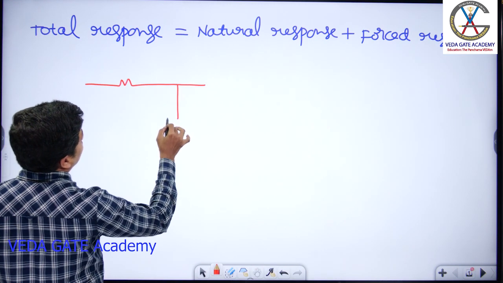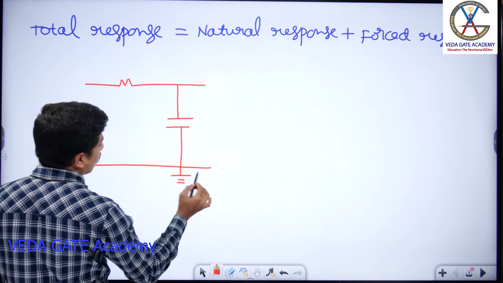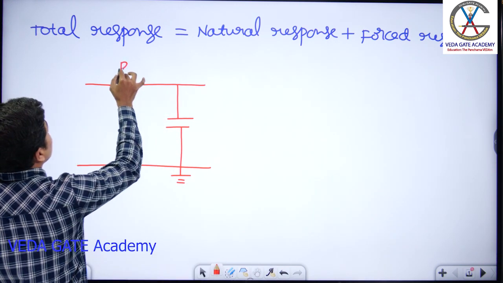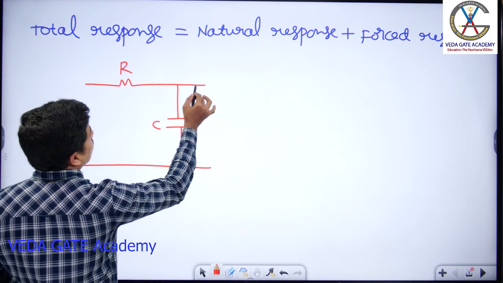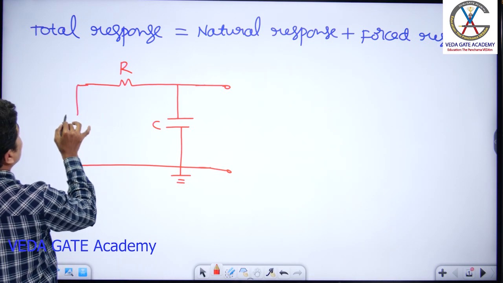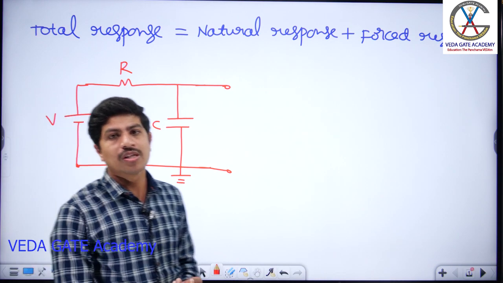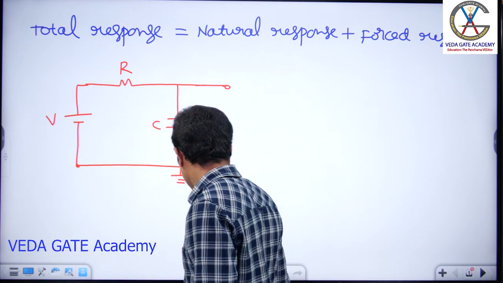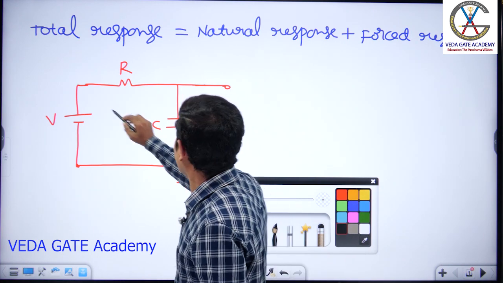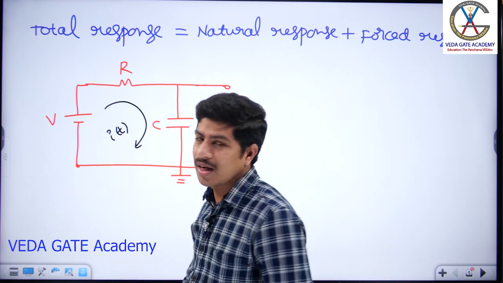This is the RC network. I'm taking a series RC network. So this is resistance, this is capacitance. Here, let's connect a DC voltage source V. V is the DC voltage source. We connected it to this circuit. Now, the current in this circuit, I am taking it as I of t.